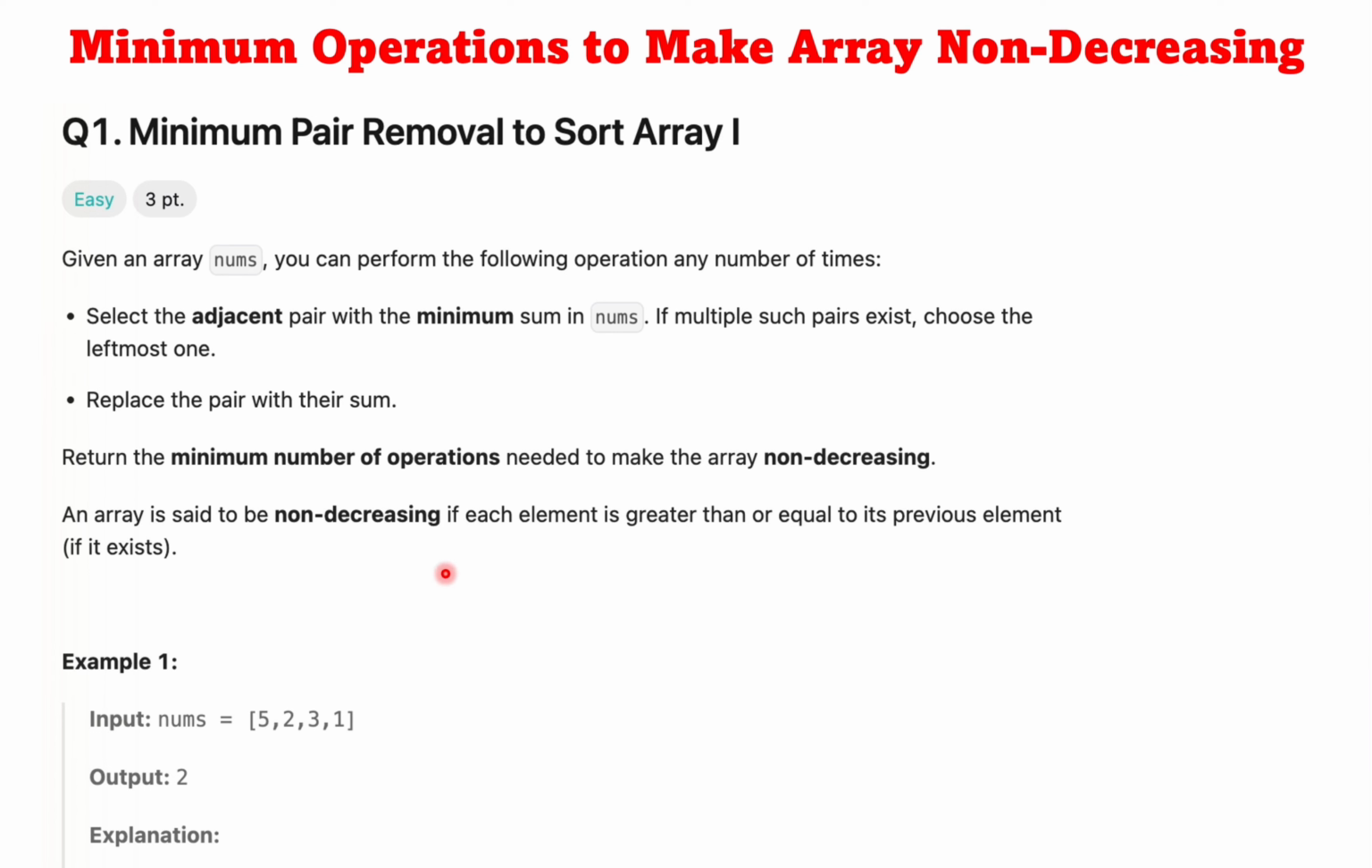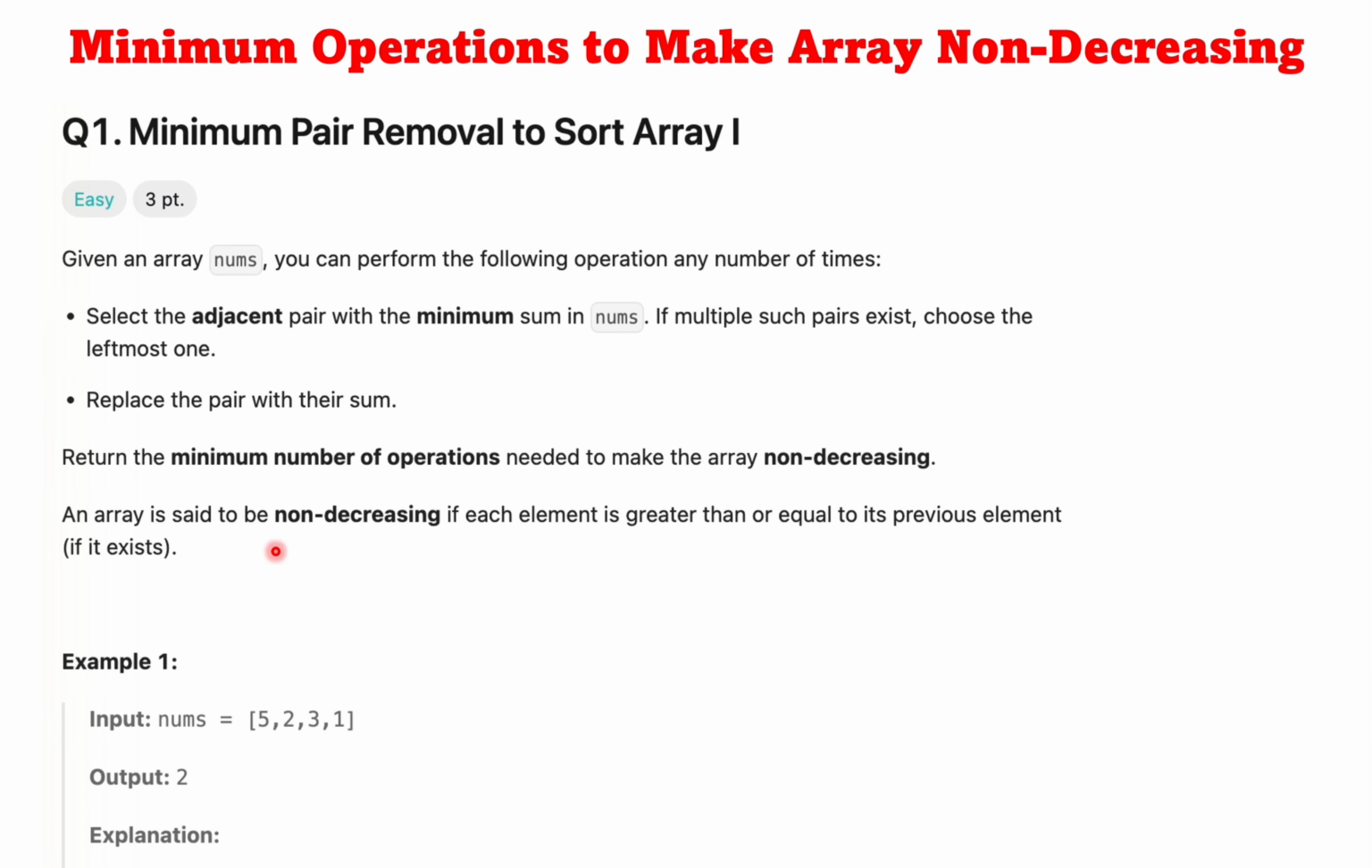As you can see, the statement is given. I'm going to read this statement so it will be easy for you to understand the examples. We are given an array nums, and you can perform the following operation any number of times. Select the adjacent pair with the minimum sum in the nums array. If multiple such pairs exist, choose the leftmost one, and replace the pair with their sum. We have to return the minimum number of operations needed to make the array non-decreasing.